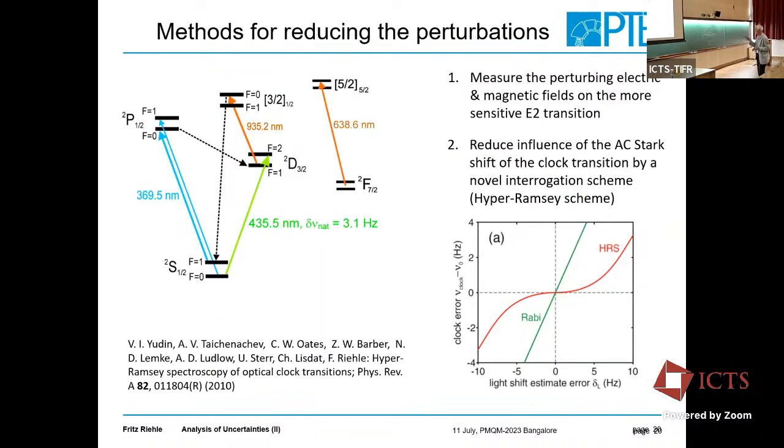Here it says the hyper-Ramsey shift. So you can use the Rabi oscillation, continuous oscillation, and then determine the shift to first order. Then you apply the hyper-Ramsey at this frequency, and this is very flat. And that's the reason why you can overcome this largely perturbing shift. Okay.